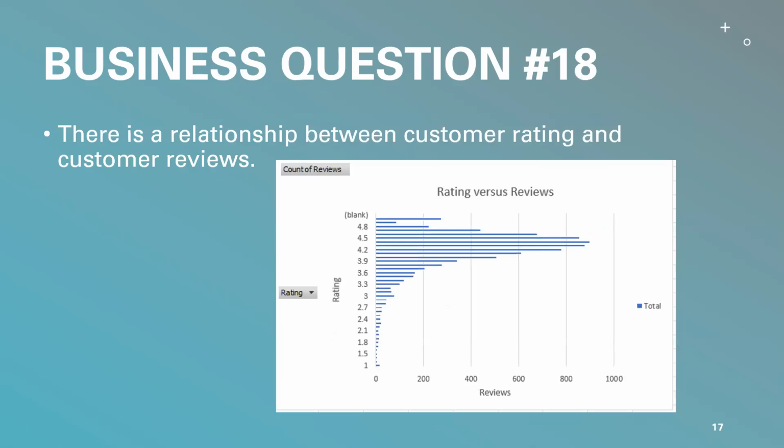For question number 18, it asks, find out if there is any relationship between the customer rating and the number of reviews by customers. I found this answer by looking at the rating versus reviews pivot chart. In the apps, I did notice that there is a relationship because the apps with the high rating also have a high number of reviews compared to the apps with low ratings. They also have a low number of reviews. So there is a relationship between customer rating and customer reviews.